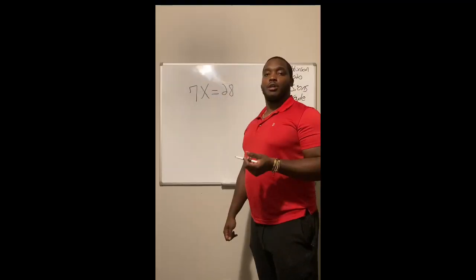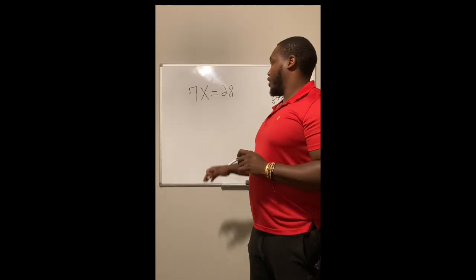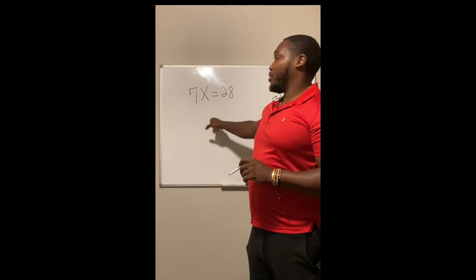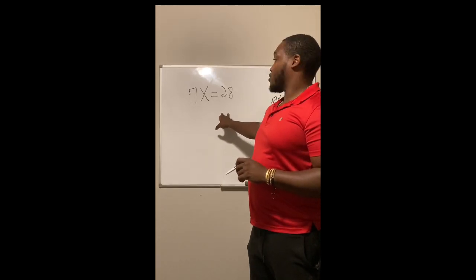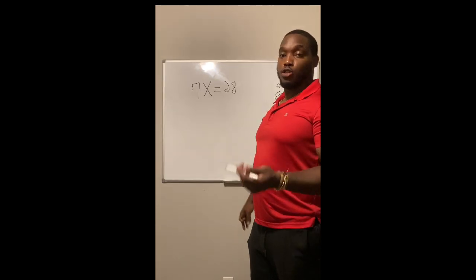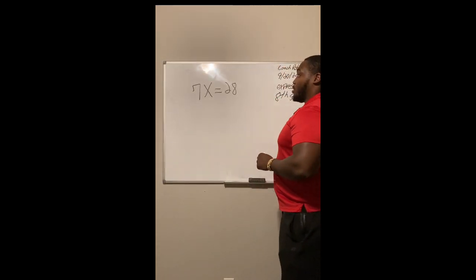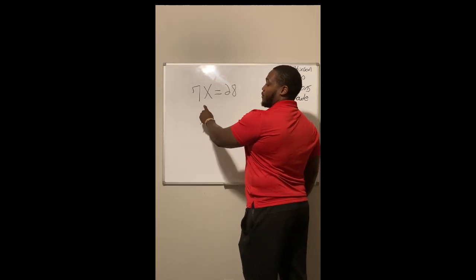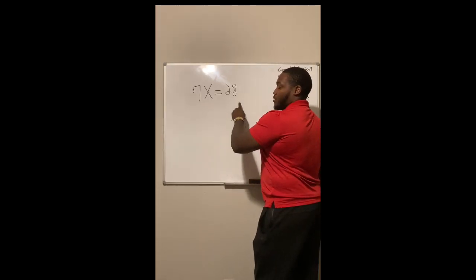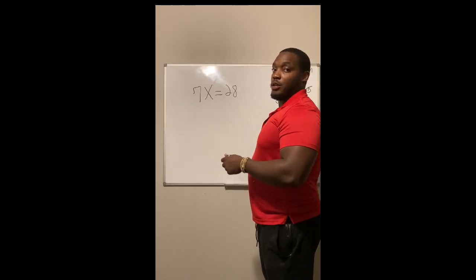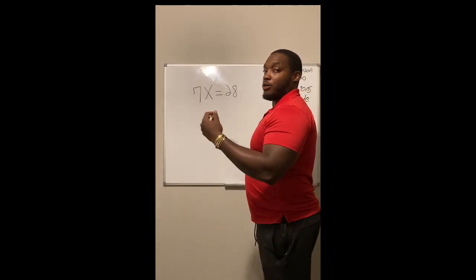So when you see variables and coefficients, if they don't provide a value for the variable, they want you to solve for it. So in this particular problem, they won't tell you what X is. You have to go about solving for it. So the algebra rule states whatever you do to one side of the equal sign, you have to do to the other side. In order for us to solve X, we have to isolate it with the opposite mathematical operation.